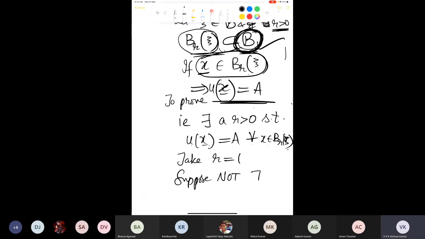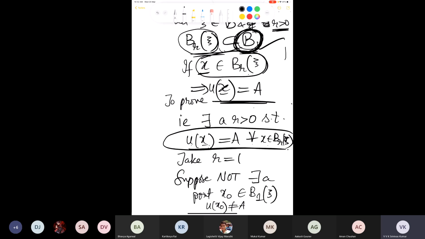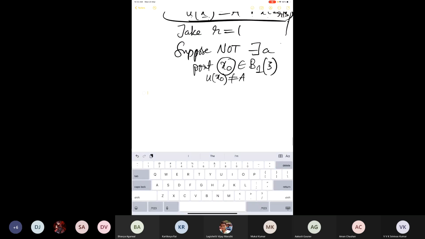That is, there exists a point X0 in B_1(xi) such that U(X0) is not equal to A. Suppose not, what is that meaning? That this is not true for every point, so there exists a point X0 where it fails. From here we get a contradiction to the mean value property. What is the mean value property? U(xi) is equal to A. Here we have to see the contradiction.